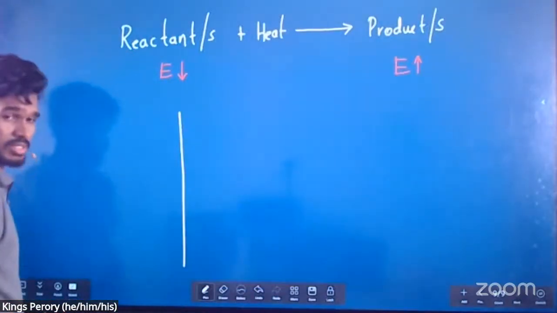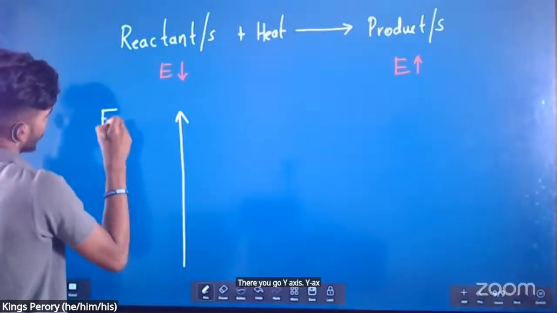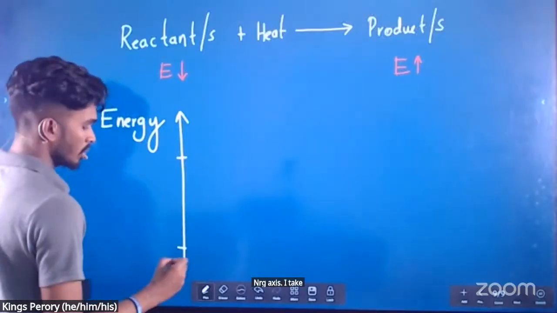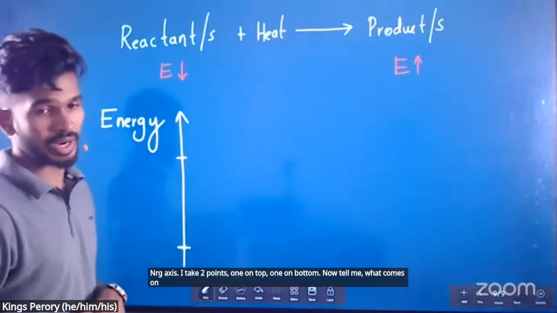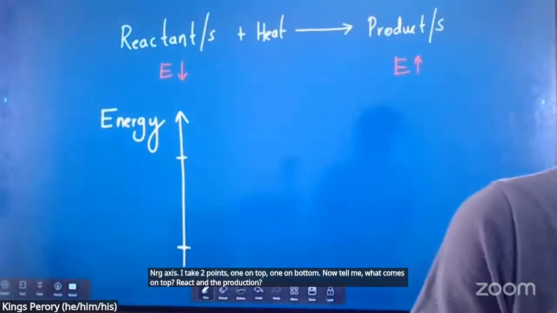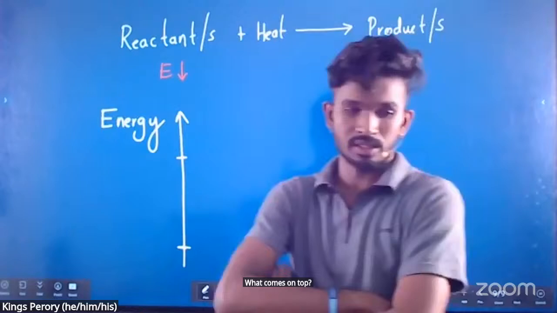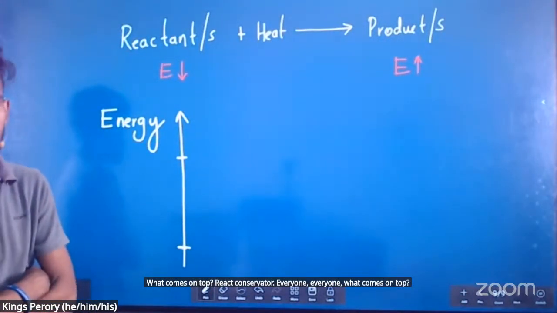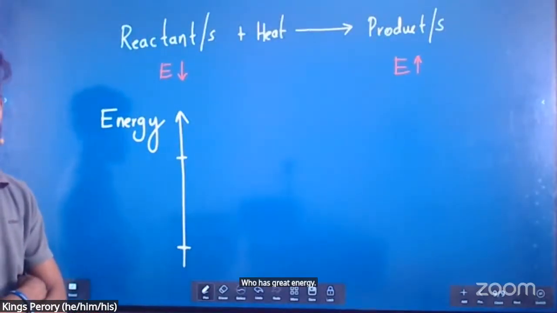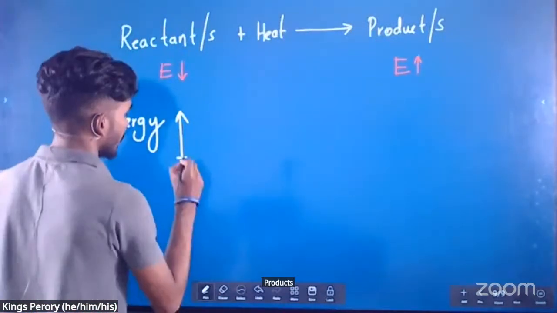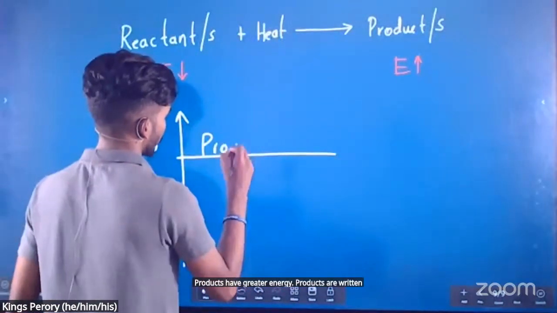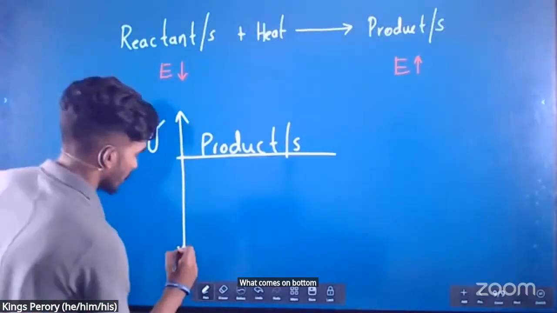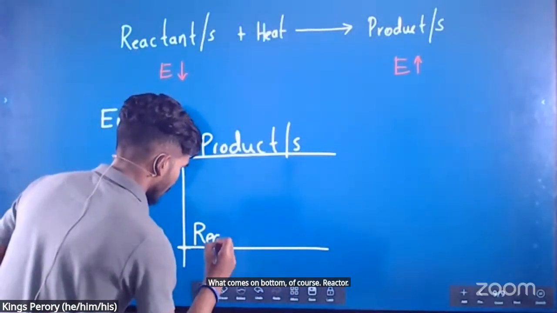There you go, y-axis. Y-axis is the energy axis. I take 2 points, one on top, one on bottom. Now tell me, what comes on top? Reactants or product? Who has greater energy? Products have greater energy. Products are written on top. What comes on bottom? Of course, reactants. Reactants are written on bottom.